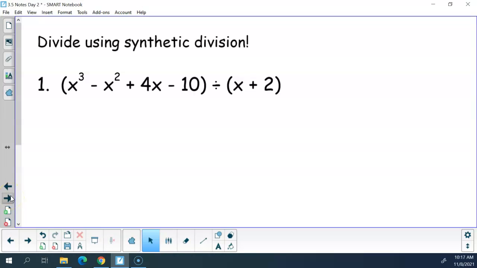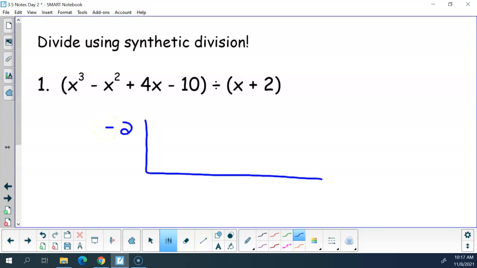So what goes on the outside? -2, because -2 makes x plus 2 be 0. So -2 goes on the outside. Coefficients go on the inside: 1, -1, 4, minus 10. Now you have to drop it like it's hot.